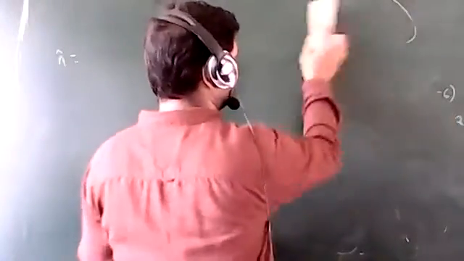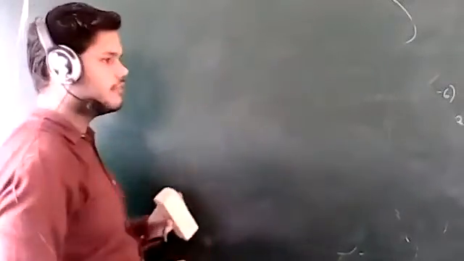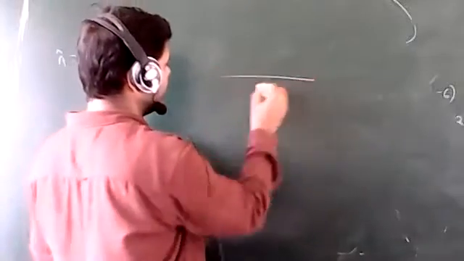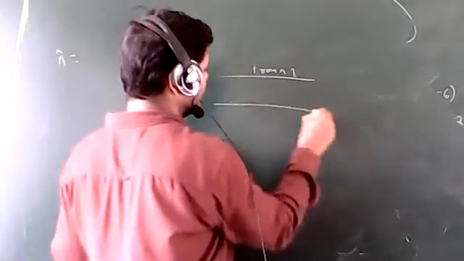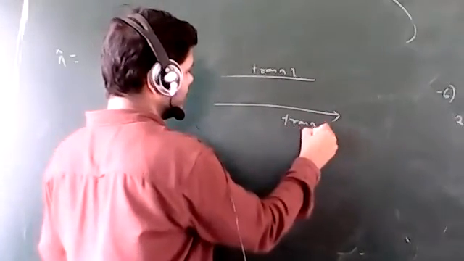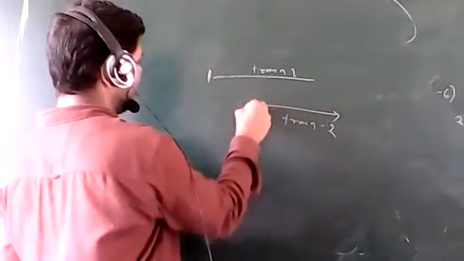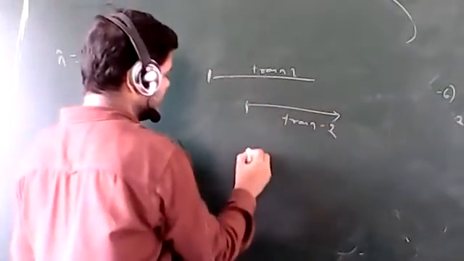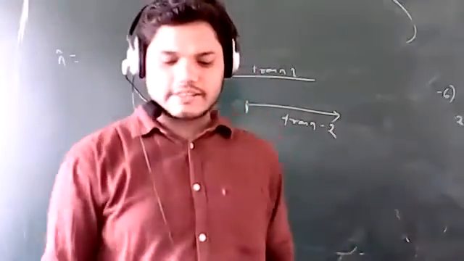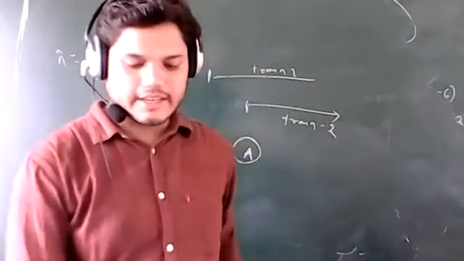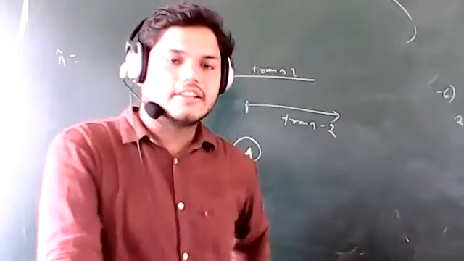If you are standing on a platform, and two trains are running, this is train number one and this is train number two. This train is running from this point, and you are standing at point A. Suppose you are traveling on your train, and this train is overtaken by another train, and the second train overtakes the first train.